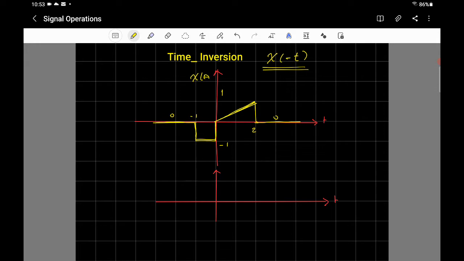It's a very simple one. x of negative t means reflection on the vertical axis. So this triangle that you see is reflected with the same magnitude, just the time will be flipped, like 2 becomes negative 2. And this part on the negative side will be reflected on the y-axis, so negative 1 becomes 1. The time will just change sign. And that will be the inversion of the signal. So it's a very simple one, and it is just the reflection on the vertical axis.